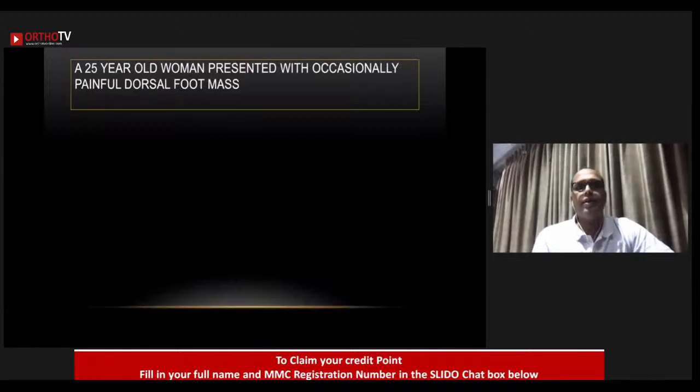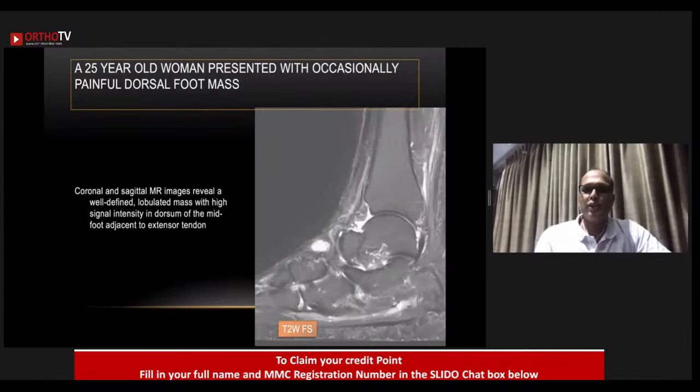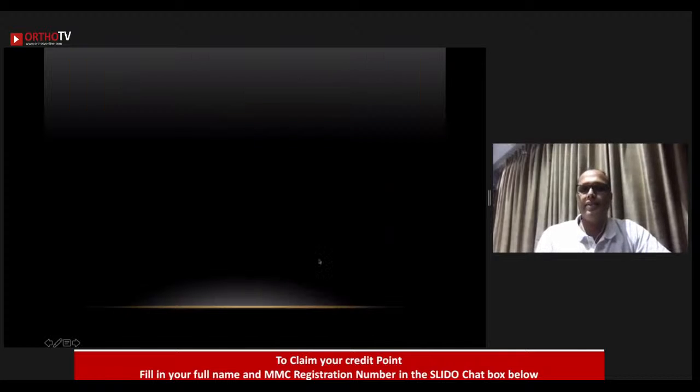Another patient, 25-year-old, occasionally painful dorsal foot mass. I would never recommend MRI for such type of pathologies. I guess ultrasound would certainly be very helpful in understanding the morphology of such cystic, well-circumscribed lesions. This is quite superficial. A probe will answer everything.